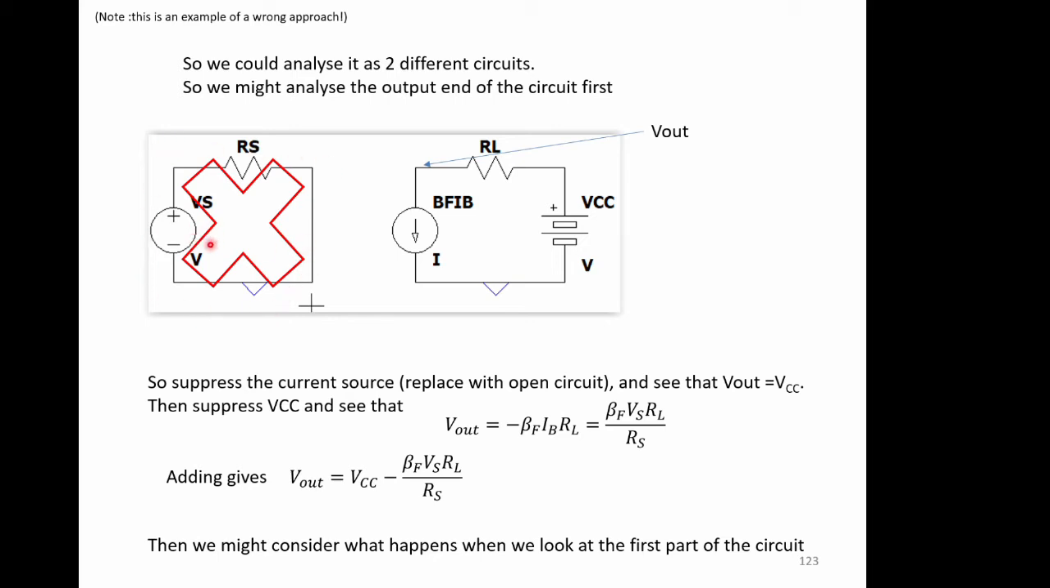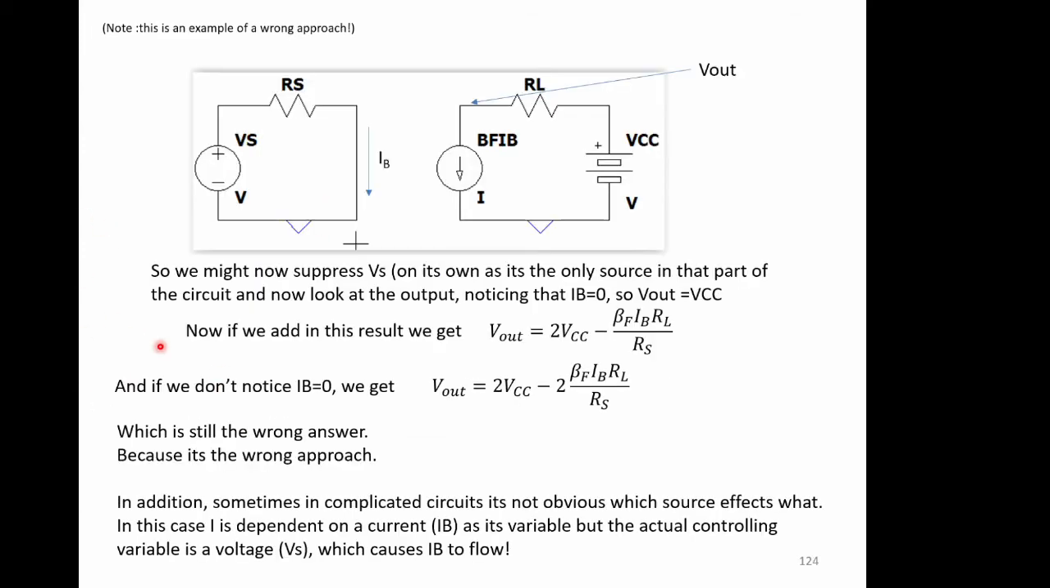That's only got one source in it. We'll just suppress that and see what happens. And if we suppress that, then the current going through it will be 0. And we look at the output, we know that IB equals 0, so that Vout is equal to VCC, because we notice that they're linked at that point. So then we add that result in, because we think we have to, and we end up with Vout equals 2 VCC minus the other term. So it's added on to the previous two subparts of the superposition we do.